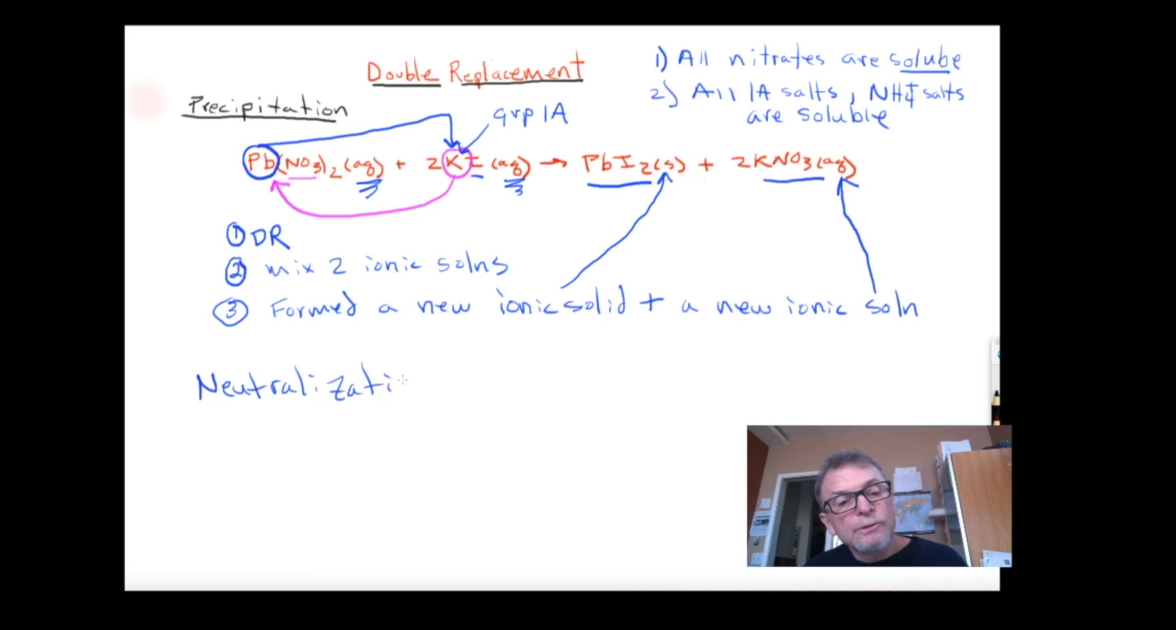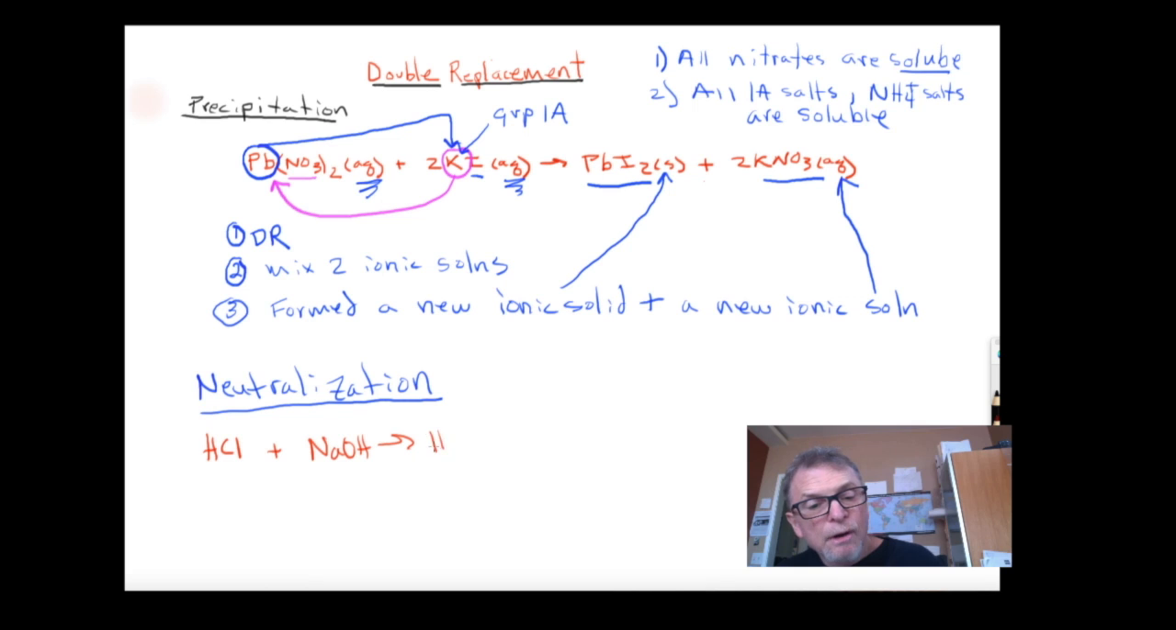neutralization reaction. And the one that we worked with in the laboratory a ton was the reaction between hydrochloric acid and sodium hydroxide to make H2O and NaCl. Okay, now let's see why this is double replacement, because we have the H right here coming over and replacing the Na. And then we have the Na coming over here and replacing the H.